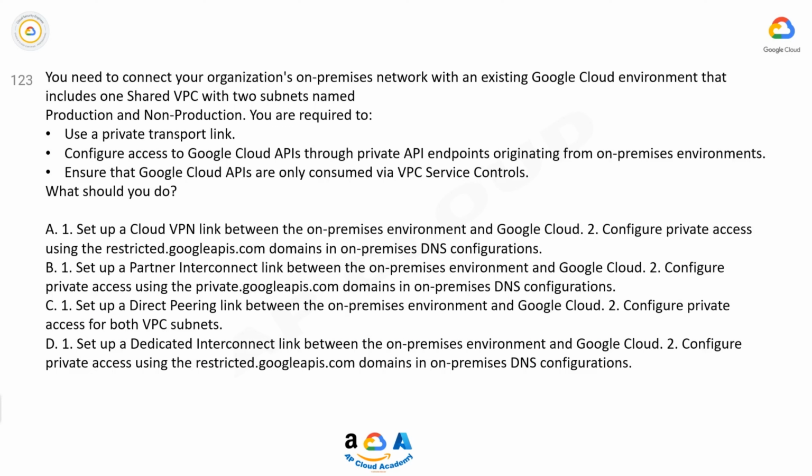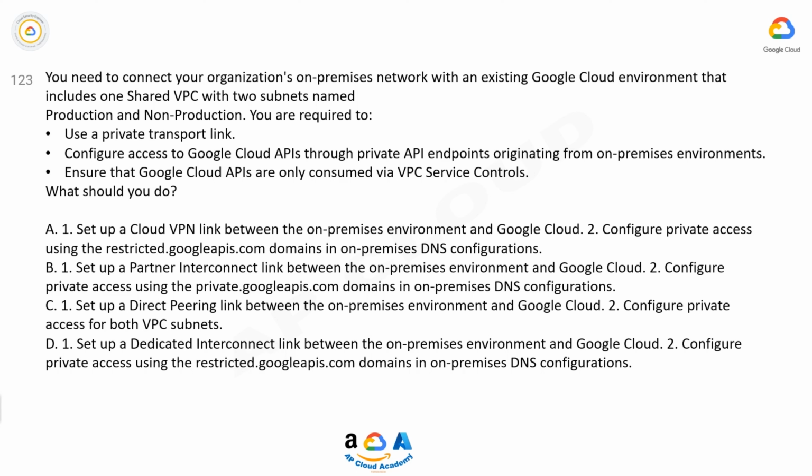123. You need to connect your organization's on-premises network with an existing Google Cloud environment that includes one shared VPC with two subnets named production and non-production. You are required to use a private transport link. Configure access to Google Cloud APIs through private API endpoints originating from on-premises environments. Ensure that Google Cloud APIs are only consumed via VPC Service Controls. What should you do?